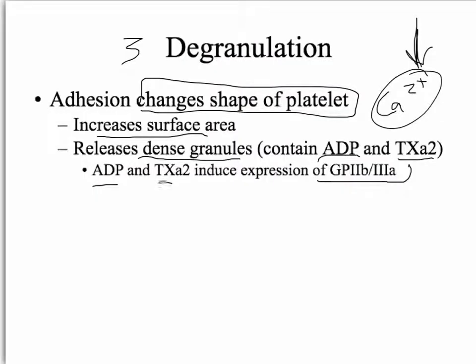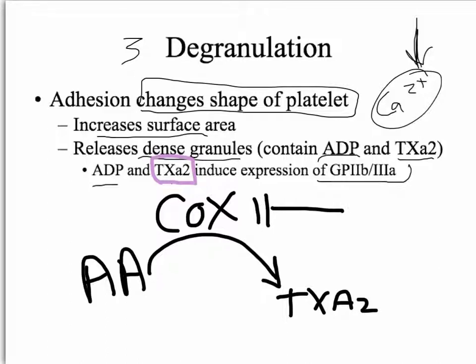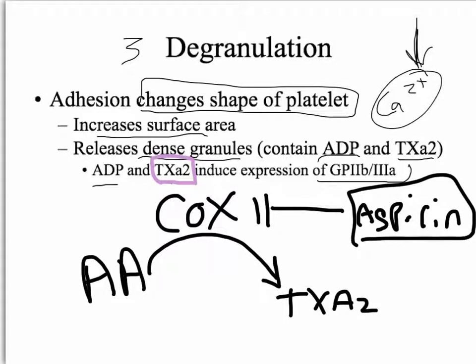Now the tie-in with pharmacology is with thromboxane A2, and you'll remember that thromboxane A2 is produced by cyclooxygenase. So we'll have arachidonic acid inside of the platelet, and the arachidonic acid will be acted on by cyclooxygenase, and it will form thromboxane A2. And you remember that acetylsalicylic acid, or aspirin, is an inhibitor of cyclooxygenase. So aspirin can inhibit cyclooxygenase, thereby preventing the formation of thromboxane A2. And whenever thromboxane A2 is inhibited, you have reduced expression of GP2B3A.